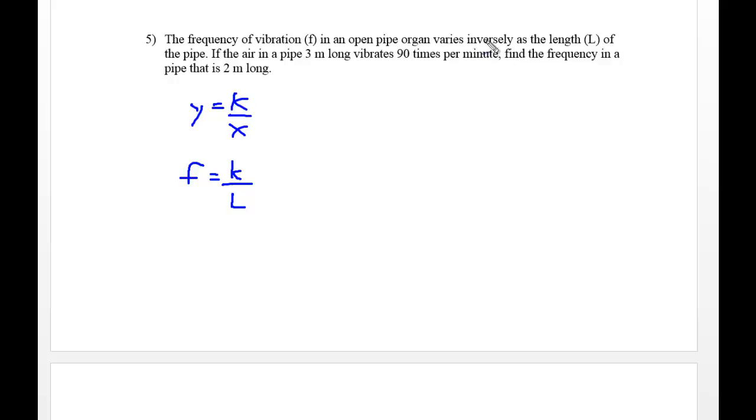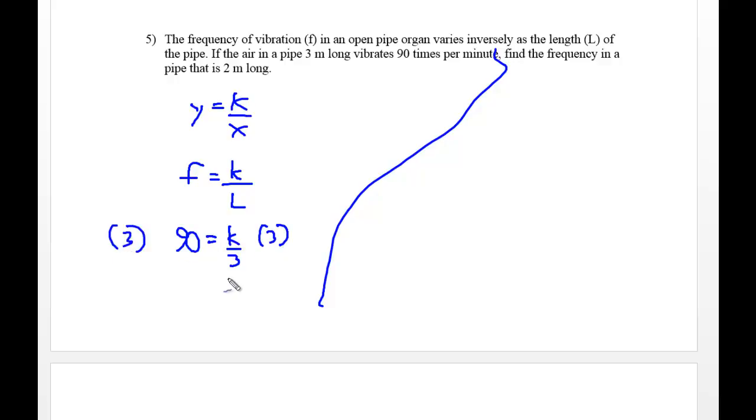Now the air in the pipe 3 meters long, so that would be the length of the pipe, so we're going to go with k over 3, vibrates at 90 times per minute, and that's going to give me my letter k there. So if I multiply both sides by 3, I get k is equal to 270, which is great. Now I know my letter k. Now I'm going to put that into the new equation.